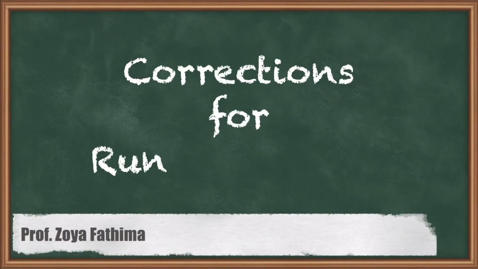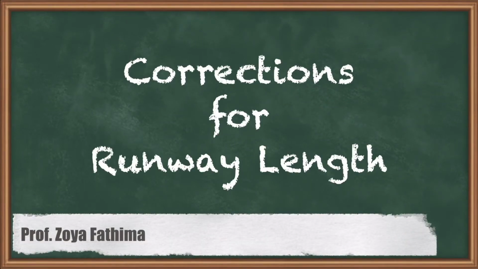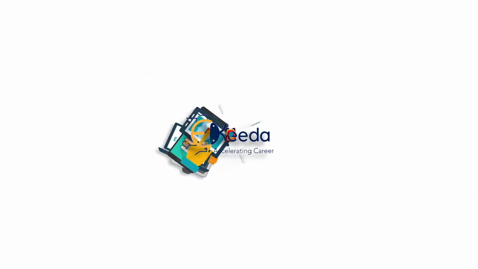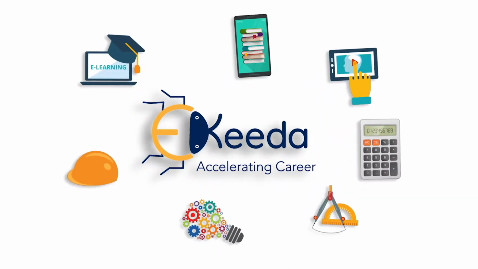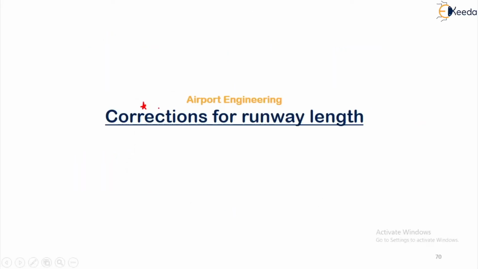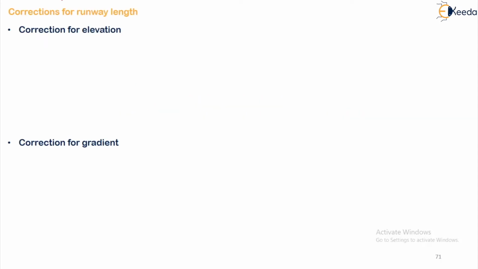Hello students, in this lesson let us study the corrections of the runway length. Normally there are three corrections: the correction for elevation, the correction for gradient, and the correction for temperature. Each one we will see in detail. To get started, the actual length of the runway has to be corrected for three things, that is elevation, gradient and temperature, and based on this we calculate the basic runway length. So the first one is the correction for elevation.